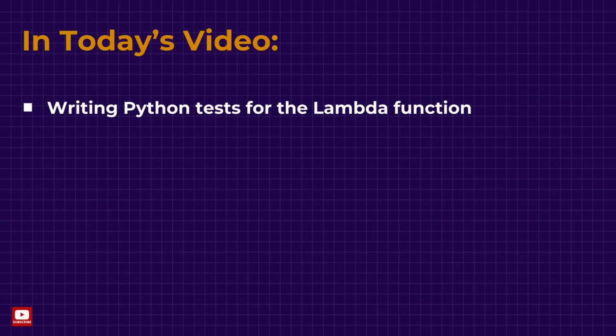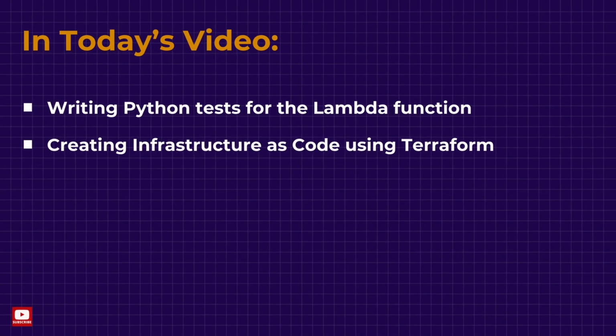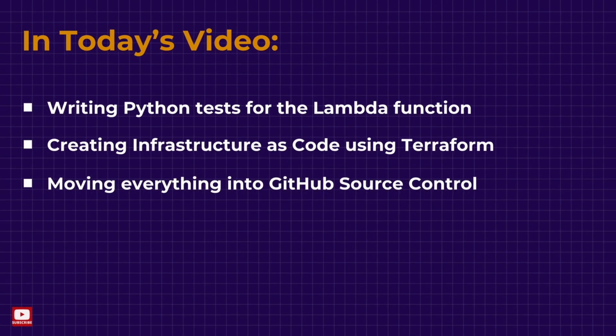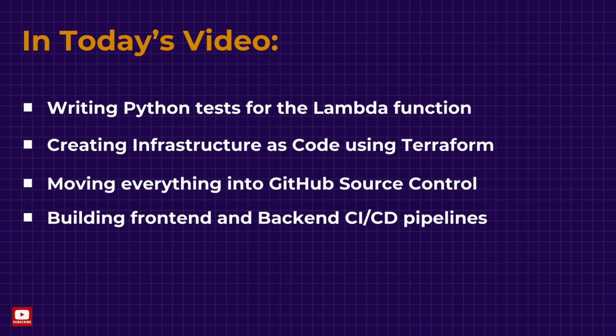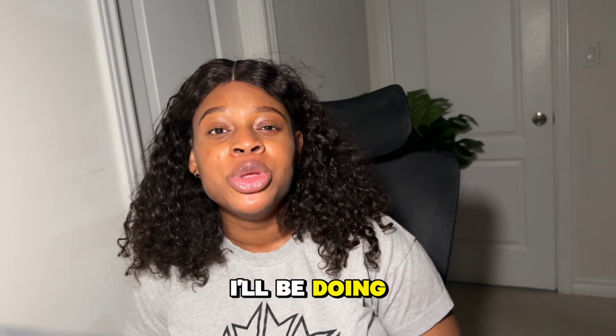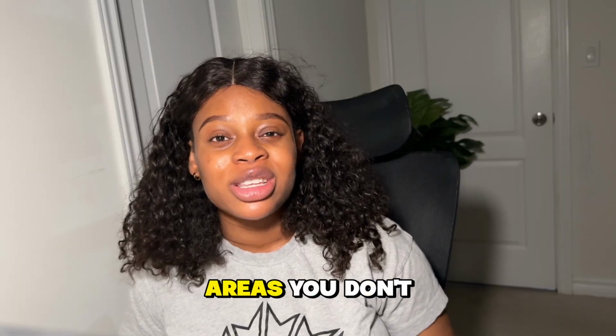Today, we'll be covering 4 important steps: writing Python tests for our Lambda function, creating infrastructure as code using Terraform, moving everything into GitHub source control, and building the front end and back end CI/CD pipelines so deployment happens automatically. For this video, I'll do a walkthrough instead of a code-along. Feel free to ask questions on areas you don't understand.